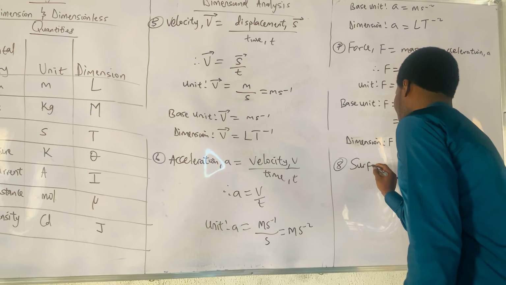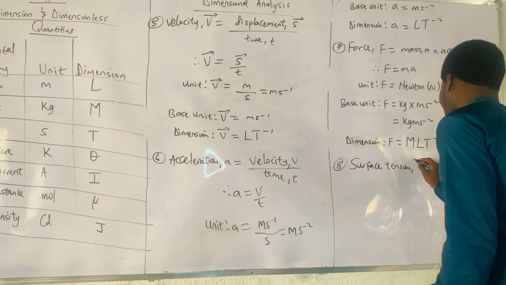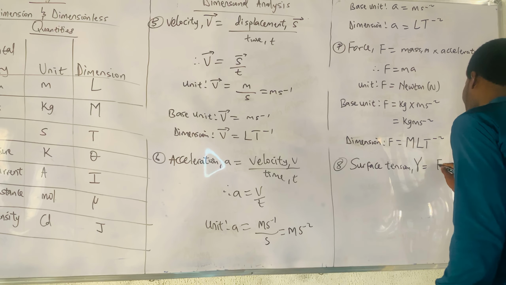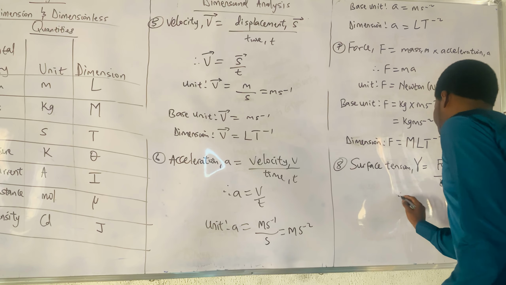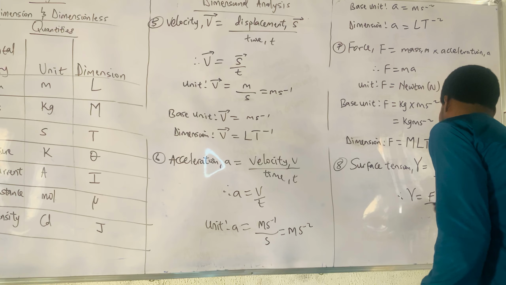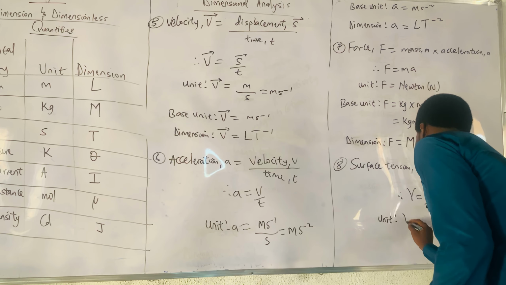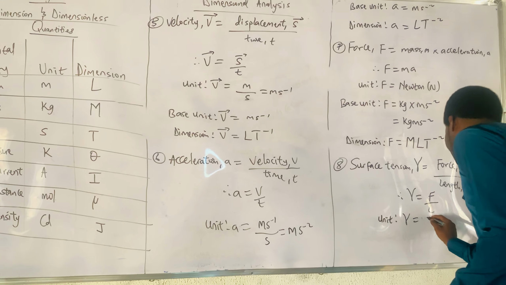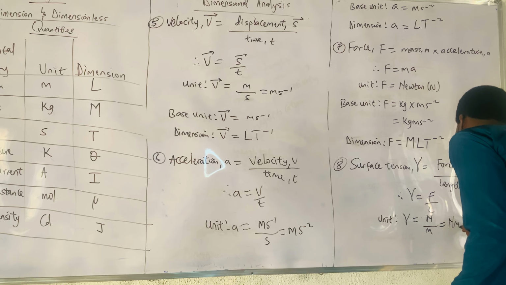Surface tension. We use gamma to represent that, and that is force per unit length. Okay? So the formula is gamma equals F over L. Unit now. What's the unit of force? Newton. What about length? Meter. So that becomes Newton per meter.